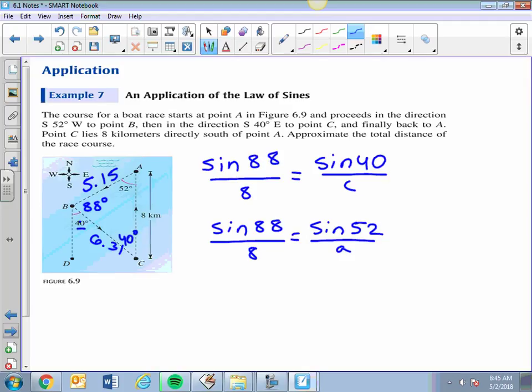3, 1. Okay, so to find the distance around the course, well, all you have to do then is just add all those side lengths. So 5.15 plus 8 plus 6.31. Okay, so 19.46. That would be kilometers. Okay, so that would be the distance of the race.